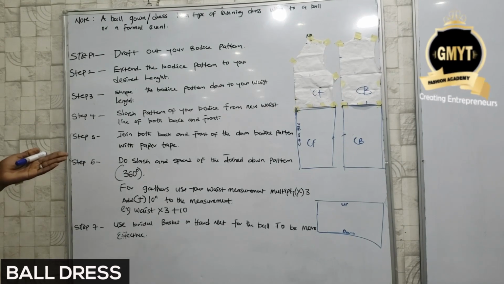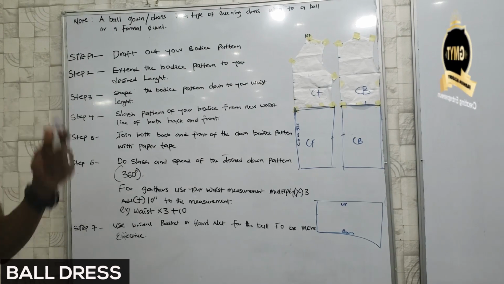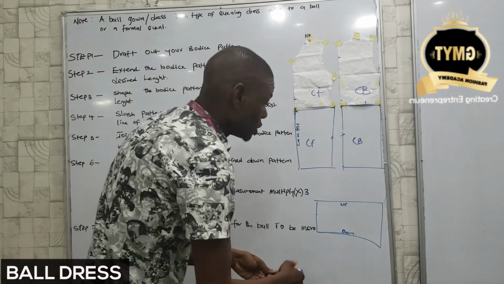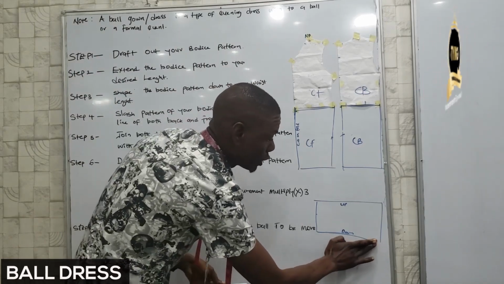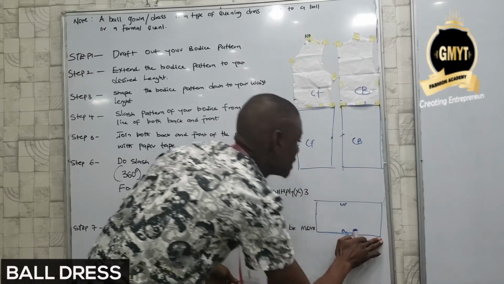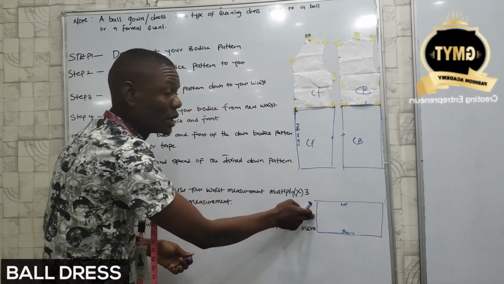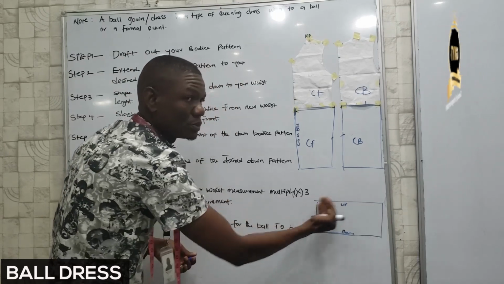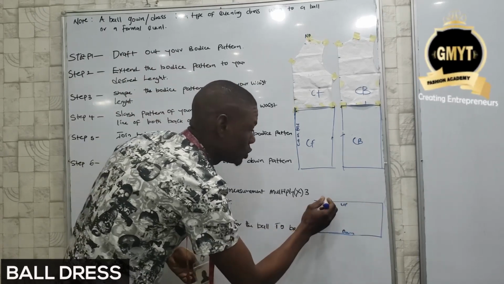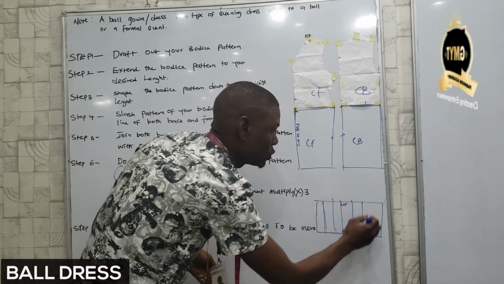Do slash and spread of the joined down pattern, 360-degree. Now this is what you do. Don't forget I said after joining your down part pattern, now you are getting one piece of it like this, which this part is a cut and fold. Now fold this paper as much as you can, so you can get the lines. The lines will be looking like this after folding.